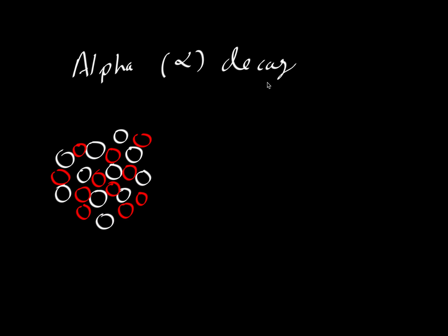So here we're going to discuss alpha decay. An alpha particle, and we use the Greek letter alpha to indicate this, is equal to a helium nucleus. So a helium nucleus has 4 particles in total, 2 of which are protons.